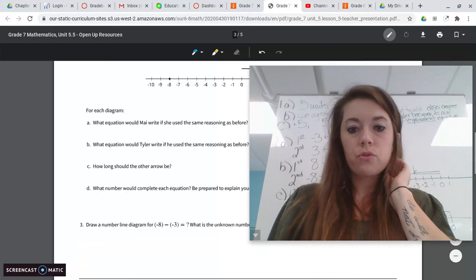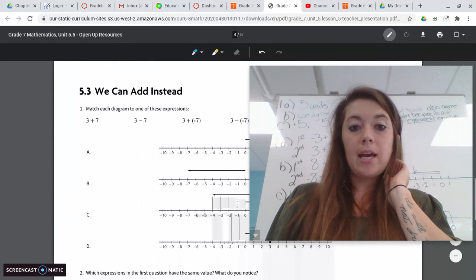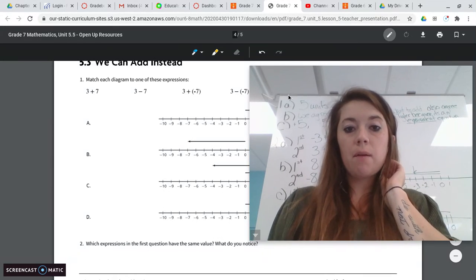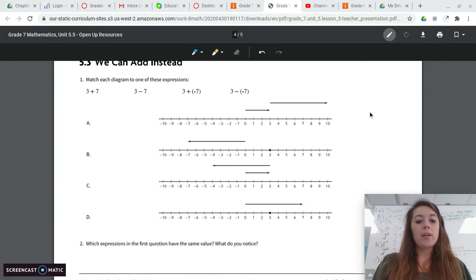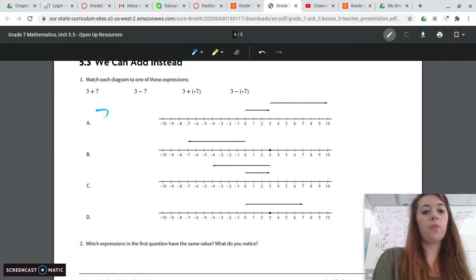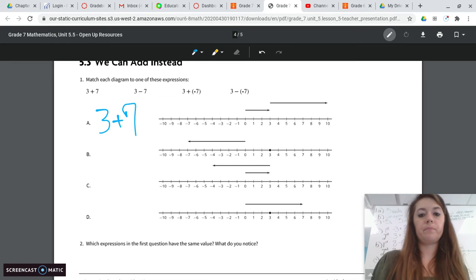All right, so the next thing we're going to take a look at here quick is we can add instead. So we want to match each diagram to one of these expressions, and I'm going to shrink myself down nice and small here. Okay, so we have 3 plus 7, 3 minus 7, 3 plus negative 7, and 3 minus negative 7. So we want to figure out which of these diagrams goes with which of the expressions. So for A, we have 3, then we added something to get to 10. So which one of these, if we're at positive 3 and we add something to it to get to 10? Be the 3 plus 7.